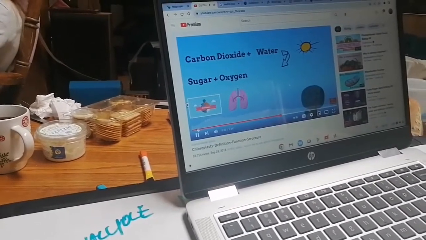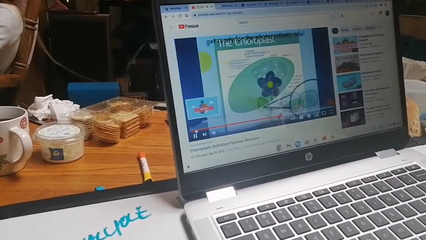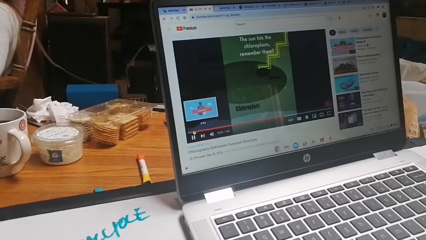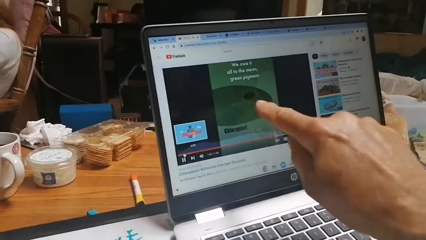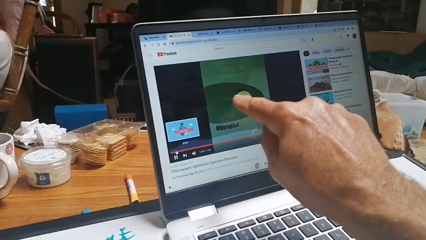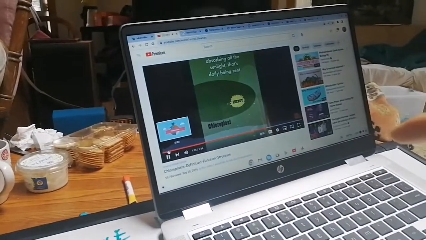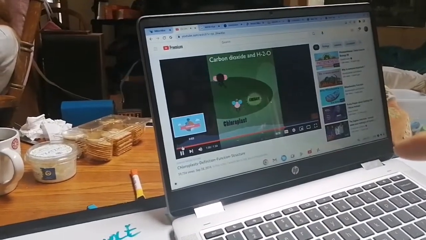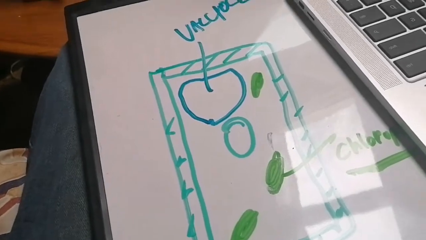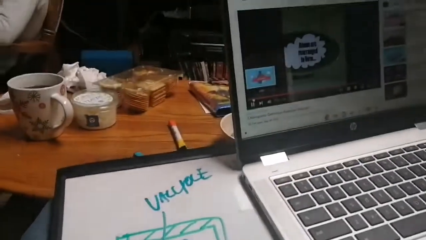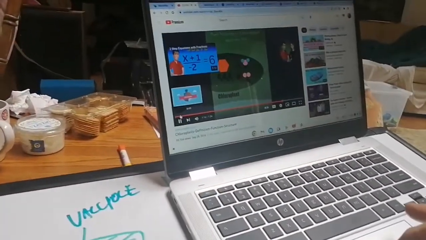Let's end with a chloroplast song. The photosynthetic rise. The sun hits the chloroplast, remember that? Stuff with chlorophyll. Now let's talk about the plants. See, what is it making? Energy. Absorbing all the sunlight, that's safely being sun. Carbon dioxide and H2O. Mix with light See? energy to make a crazy combo. Water in the cytoplasm chills for a few. Okay. Then hydrogen and oxygen split into two.